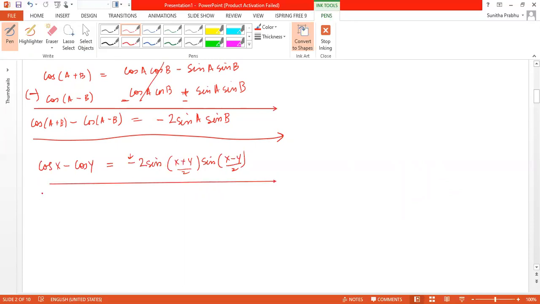And let's do one small example of this. Naina, cos 100 minus cos 40. Tell me what it is going to be. So it would be minus 2 sin 70 and sin 30. Minus 2 sin 70 sin 30. Is it okay? Good job. Yes, sir.